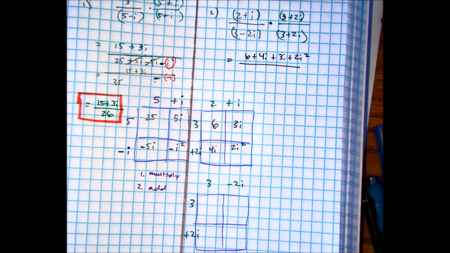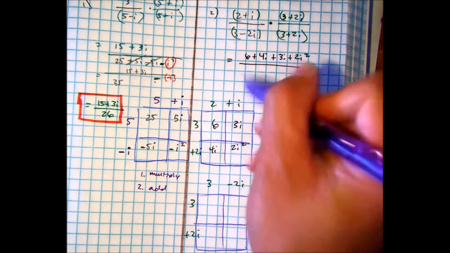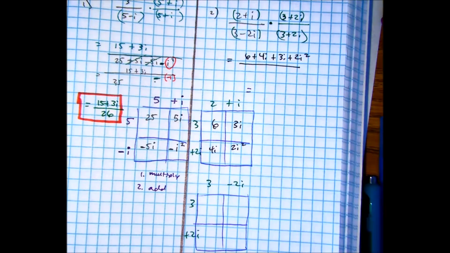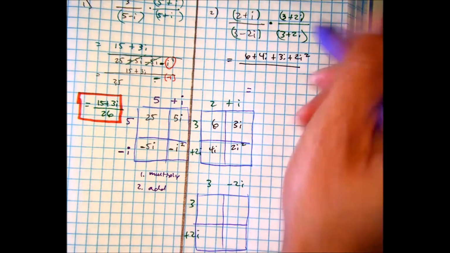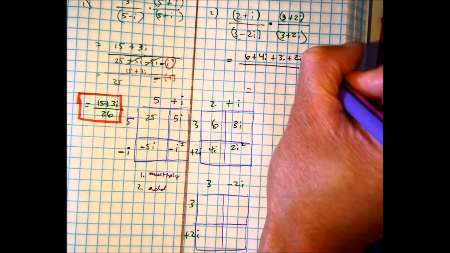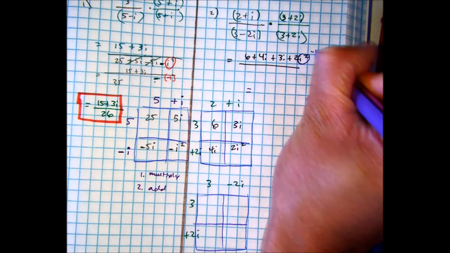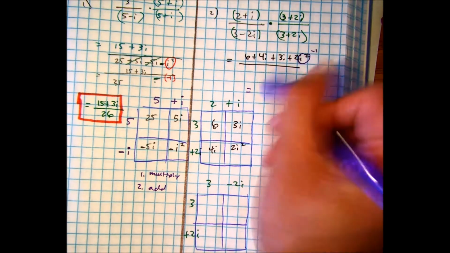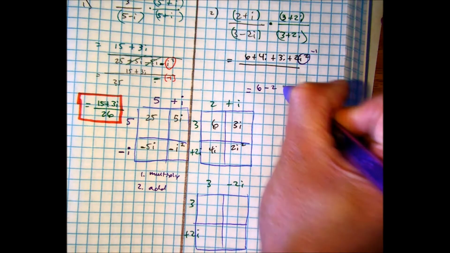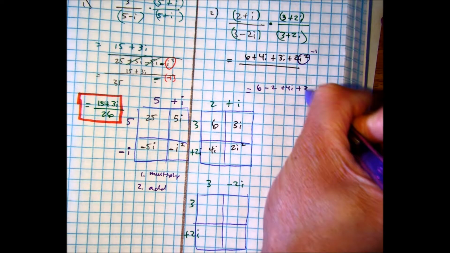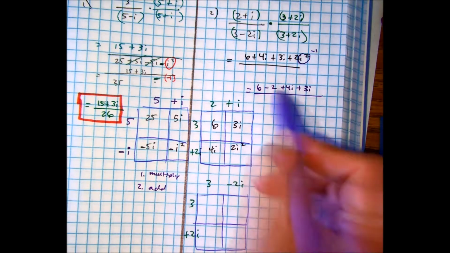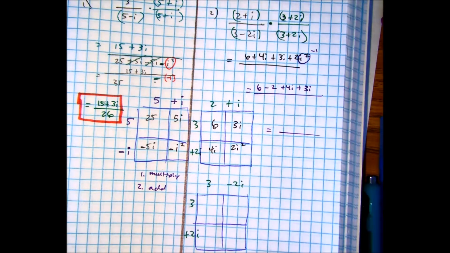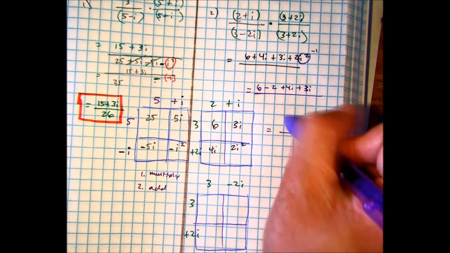I was walking around and it's okay that some students are just using the FOIL. You would have gotten those same 4 terms. Let's combine like terms now. Manal, i squared is going to become what? -1. So Manal, -1 times 2 is? -2. So 6 minus 2 plus 4i, 3i. Manal, combine like terms? 6 plus, oh wait, it turns into 4 plus 7i.